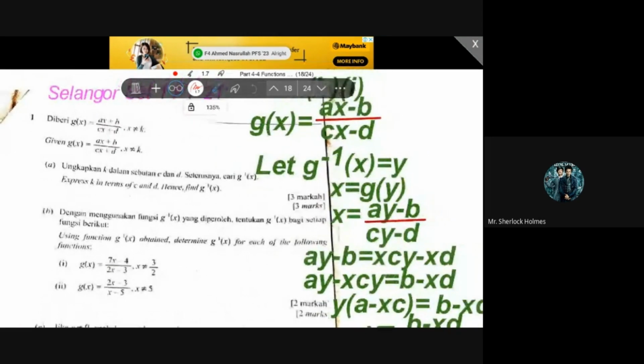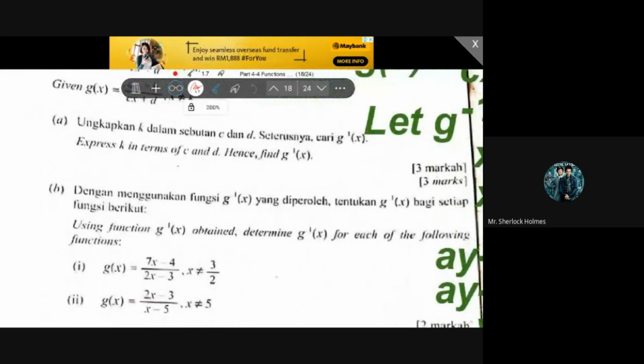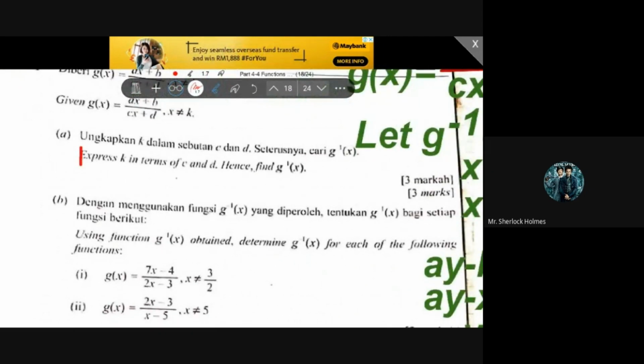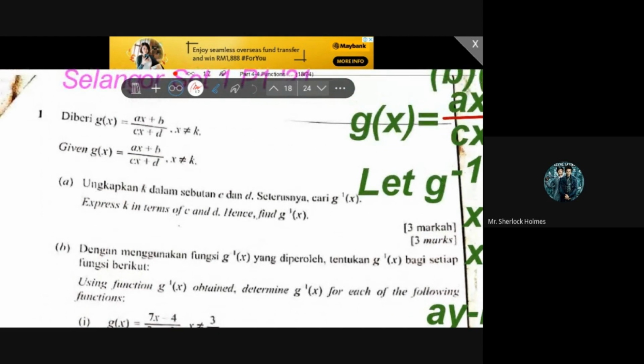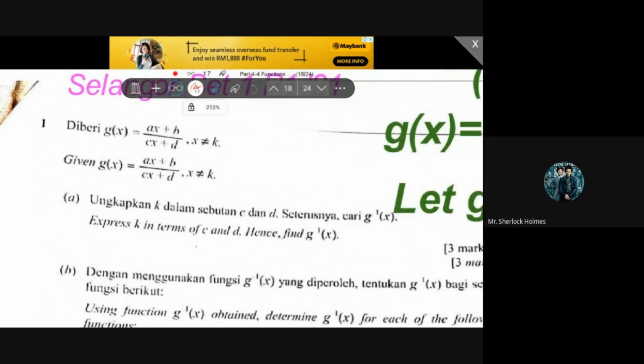So yeah. Okay, so first of all, soalan ni. Can anyone solve or not? Express K in terms of C and D. Okay, so wait, I first ask the question. Why do they do this assumption? Mengapa mereka buat andaian yang ni? X tak boleh sama dengan K. Can anyone tell? Hot's question. Why do they put that condition over there?